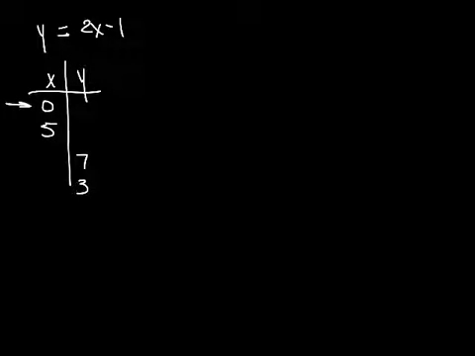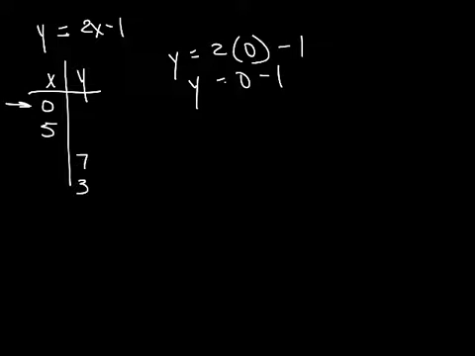There's nothing there, so we're going to fill in that blank. So y is going to be equal 2 times, we're going to put the 0 in it for x, minus 1. So y equals 0 minus 1, which is negative 1. So I'm going to put a negative 1 right here.